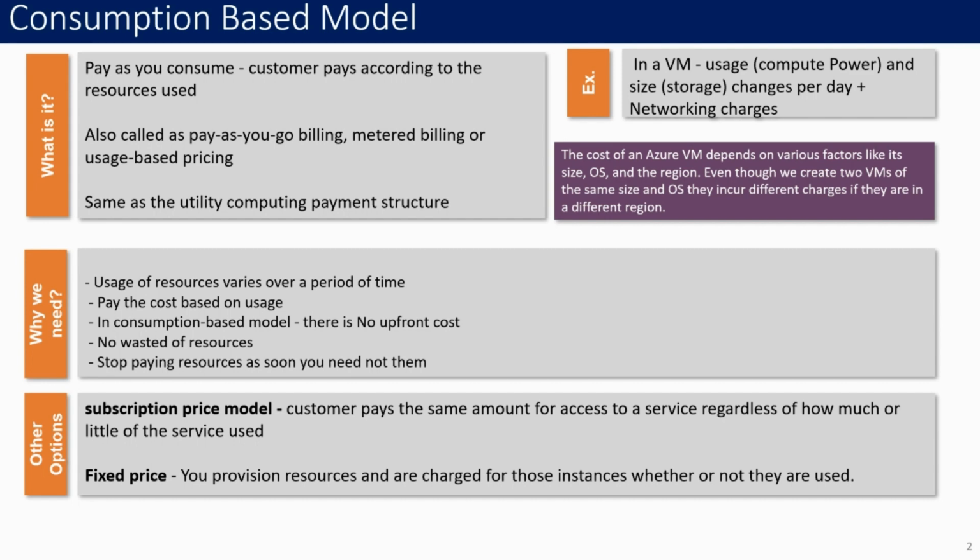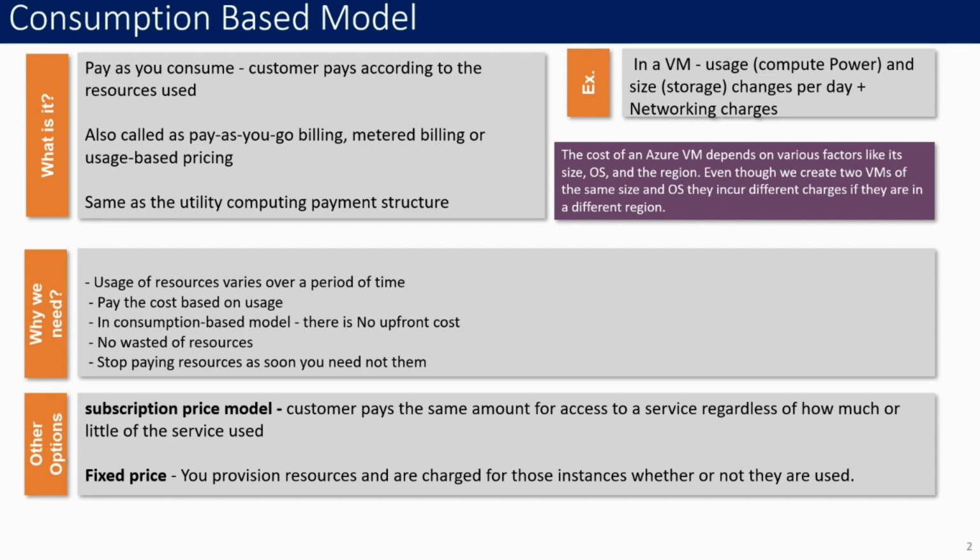Third, there are no wasted resources, because in the consumption based model a customer releases a resource if they feel that it is no longer required. The fourth one, the customer can stop paying for the resources as soon as they no longer require them, so this ensures that it saves cost for the customer. And the last and most important one, a very granular usage measurement can be followed in the consumption based model.